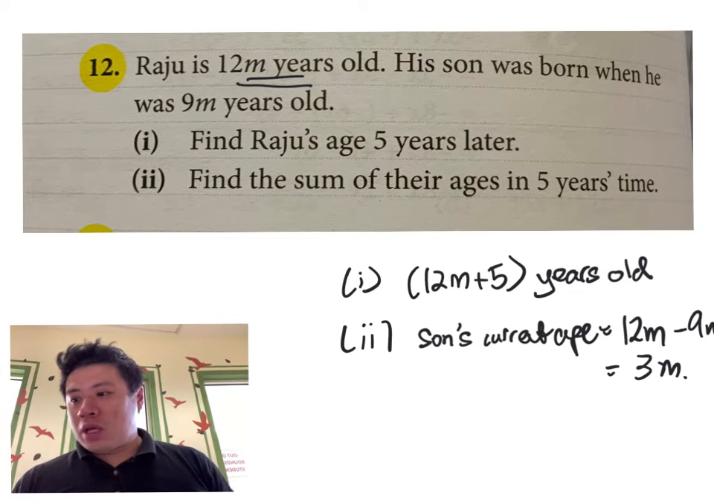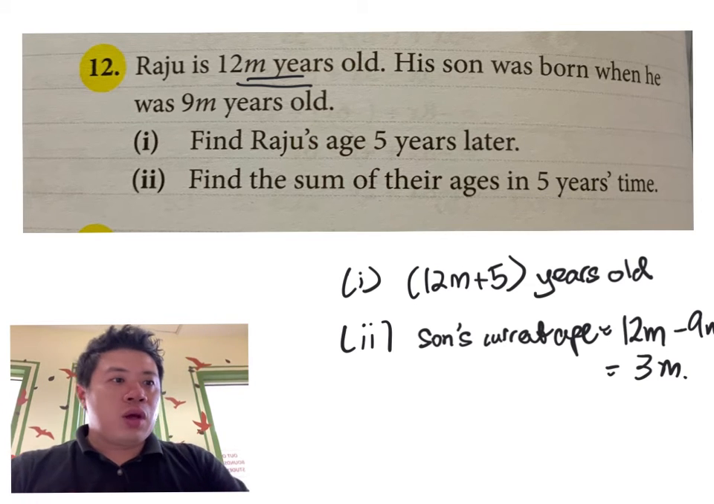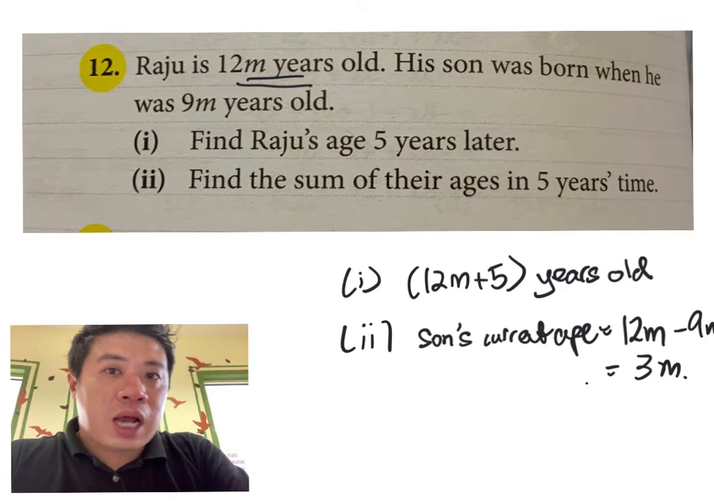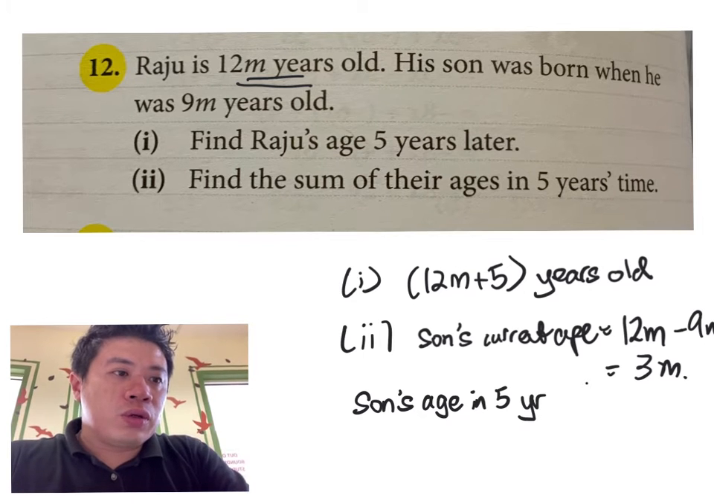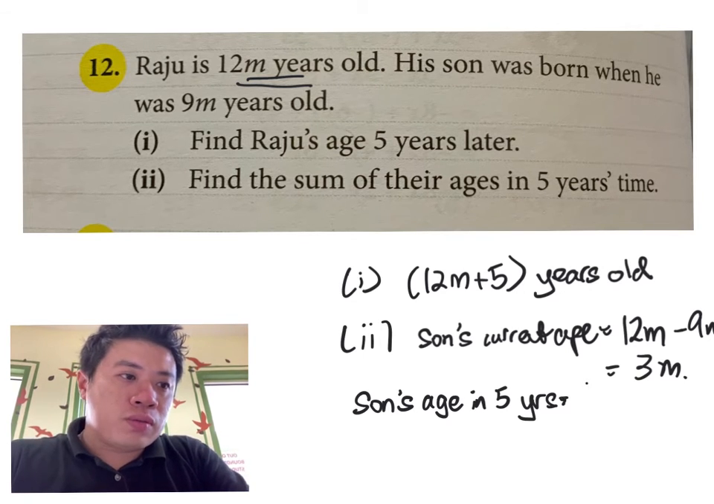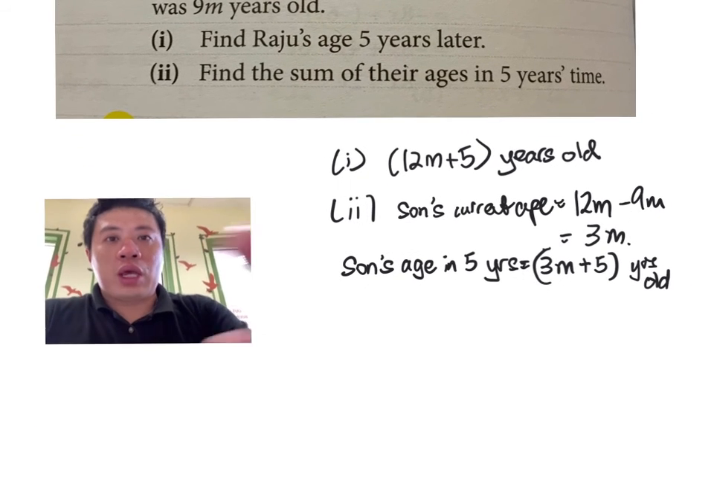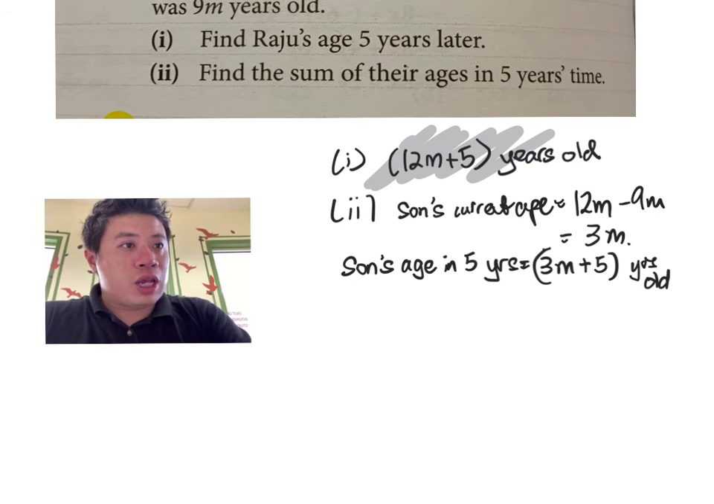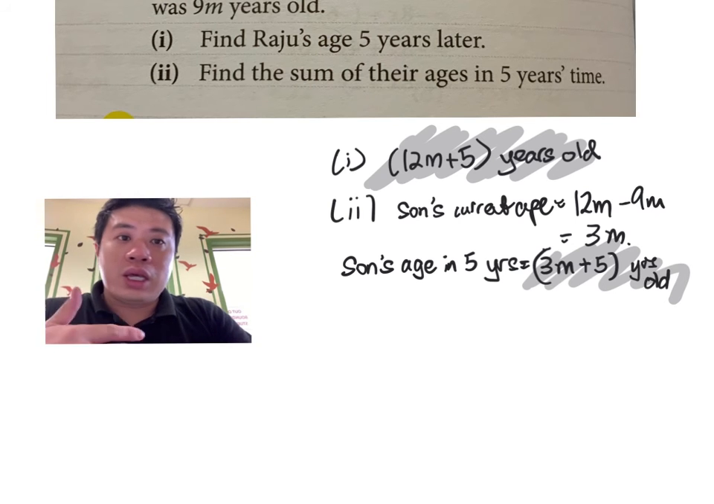So with this 3M years old, basically, in 5 years time, what will be the son's age? The son's age in 5 years would definitely be, same as Raju, you have to take 3M plus 5. Okay, because we are talking about 5 years down the road, the son is going to be 5 years older. So looking at Raju's age in 5 years time and the son's age in 5 years time, all you have to do is to add them together.